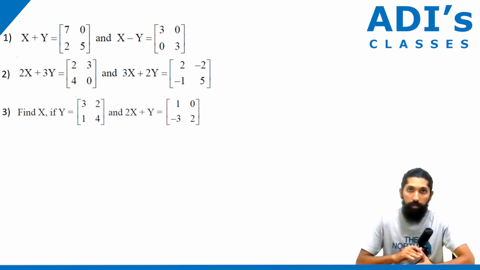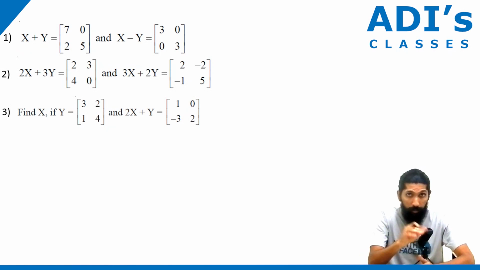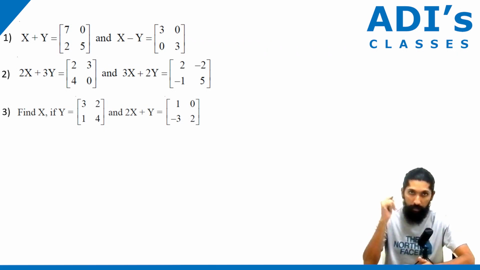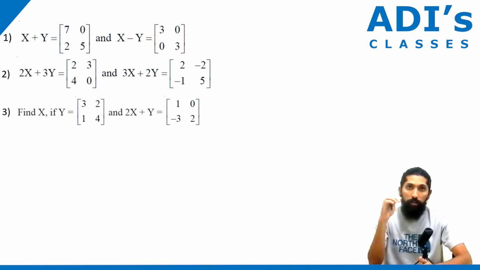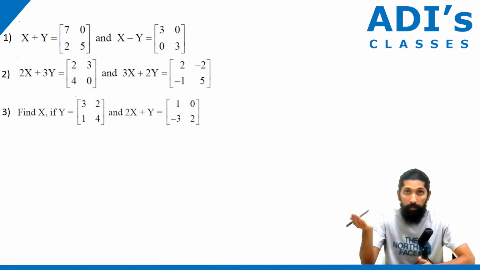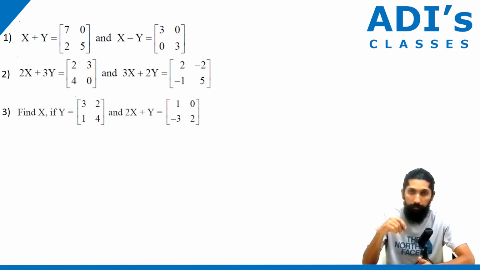Look at these three questions. It's slightly different from what you did before. See here, x plus y is given and x minus y is given. You basically have to calculate x and y in all of these, all the three questions. Now solve this. It's like linear equations in two variables. We are going to solve it in the same way.